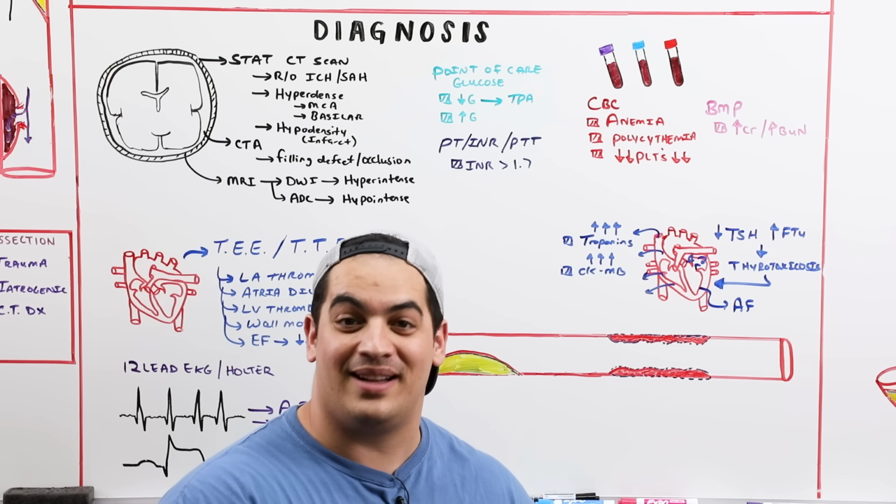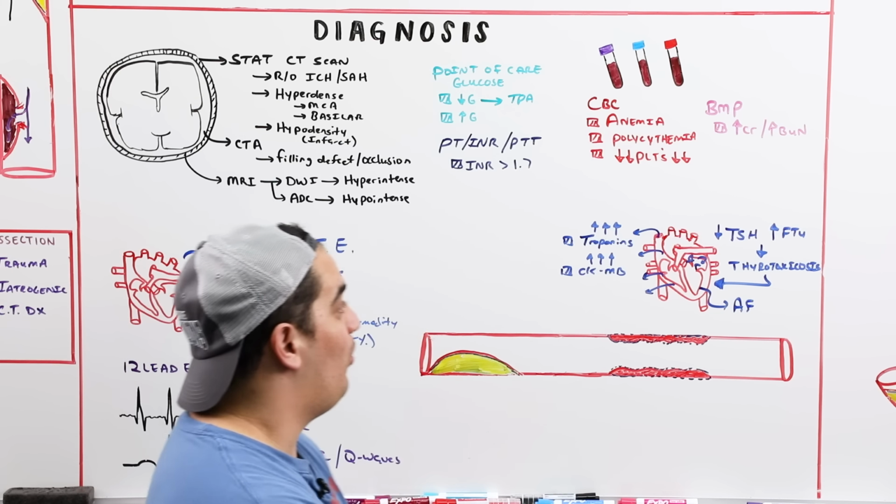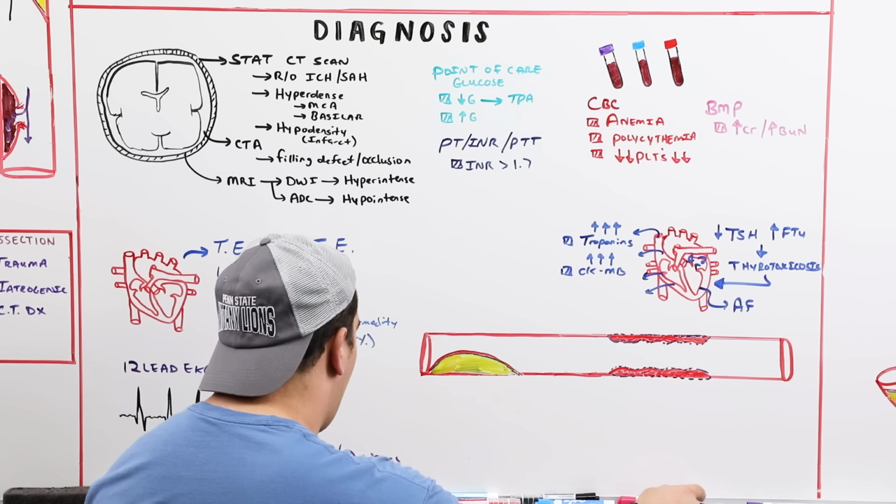So another thing to be thinking about is, are they hyperthyroid? And maybe they do have AFib. Pretty cool thought. So that covers that.